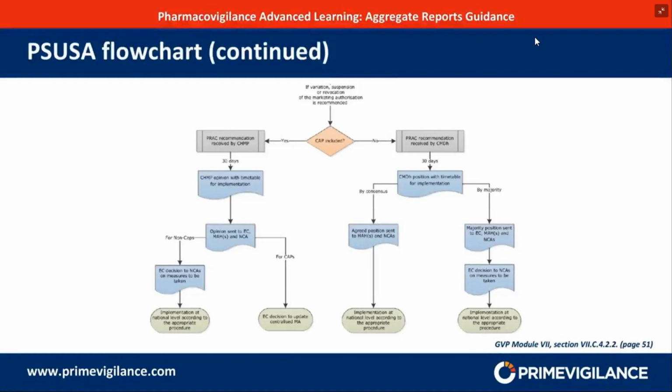The PRAC recommendation and assessment report is considered by the Committee for Medicinal Products for Human Use within 30 days of receipt, and an opinion is issued with a timetable for implementation of the decision. Further to adoption, EMA sends this opinion to the European Commission, the marketing authorization holder, and competent authorities in member states. The final assessment conclusions and recommendations are available publicly because they are published on the European Medicines web portal.